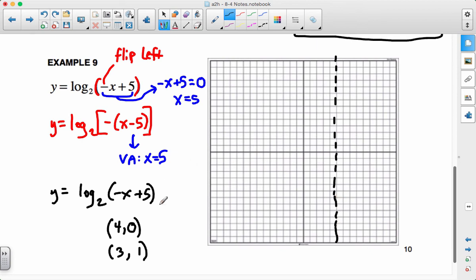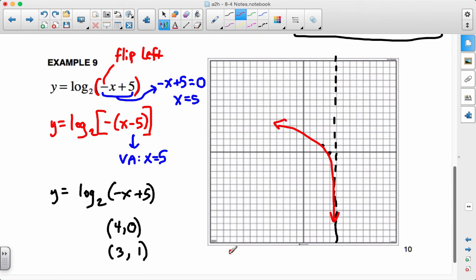Okay. Let me place this dot at 4, 1, 2, 3, 4, 0. This dot at 3, 1, 1, 2, 3, 1. And look there, the dots did the work for me. I expected it to be flipped left and curve like this, and sure enough, it does, along this asymptote, through those points, and on, over, and onward.